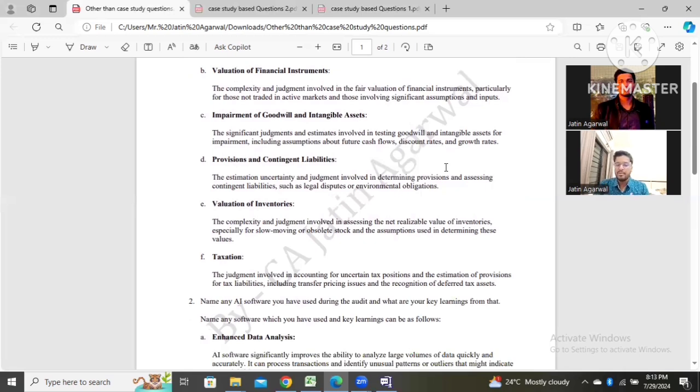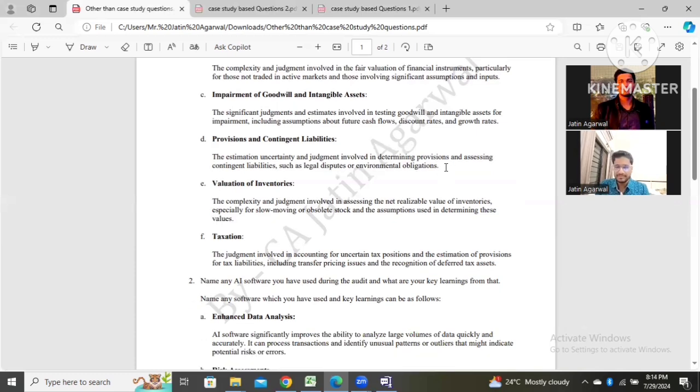Another point can be valuation of inventories, specifically when there are many slow-moving and non-moving inventories; that can be considered a key audit matter point. Then taxation-related pointers: when uncertain tax positions are there and estimation of provisions for tax liabilities has not been done correctly, or there is some ambiguity in that, then that can be a point.